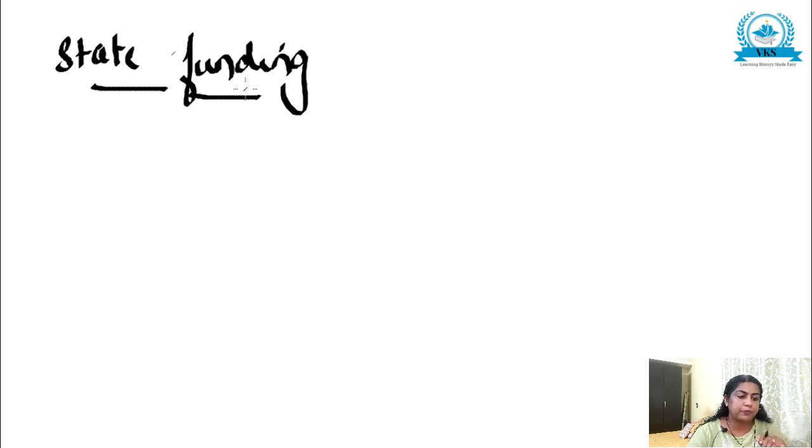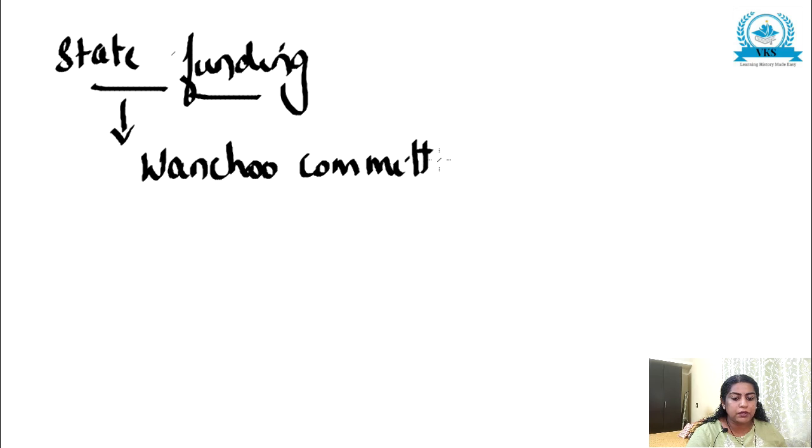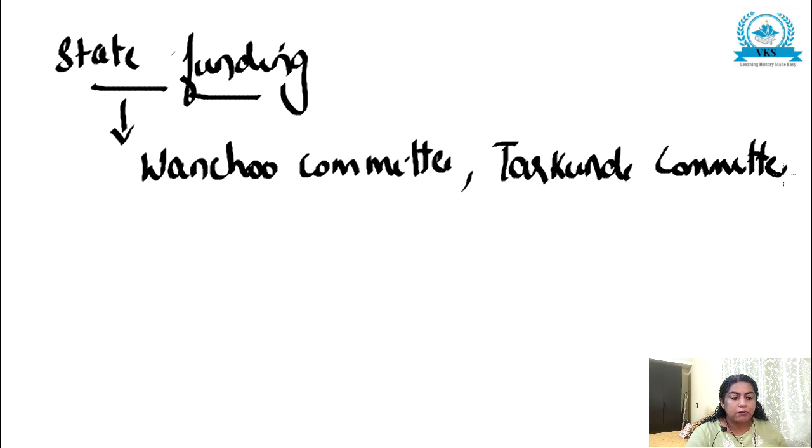lack of fund. So various committees like Vancho Committee, Tharkunde Committee, etc. made recommendations for state funding. So this state funding helps competent or capable individuals who are very honest, who are having integrity. It helps them to take part in election.